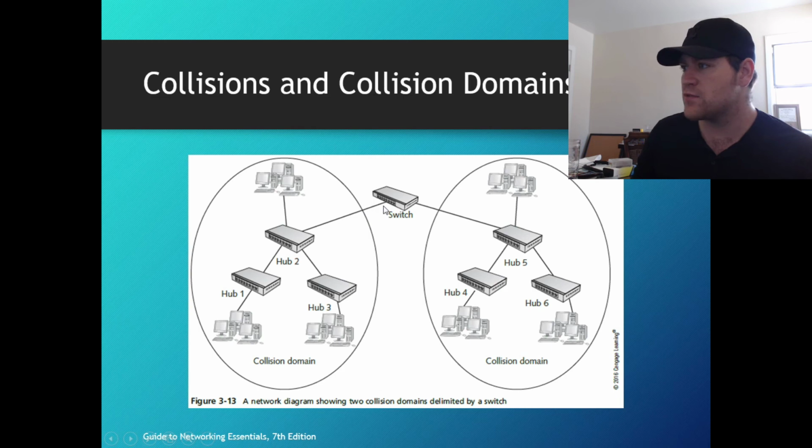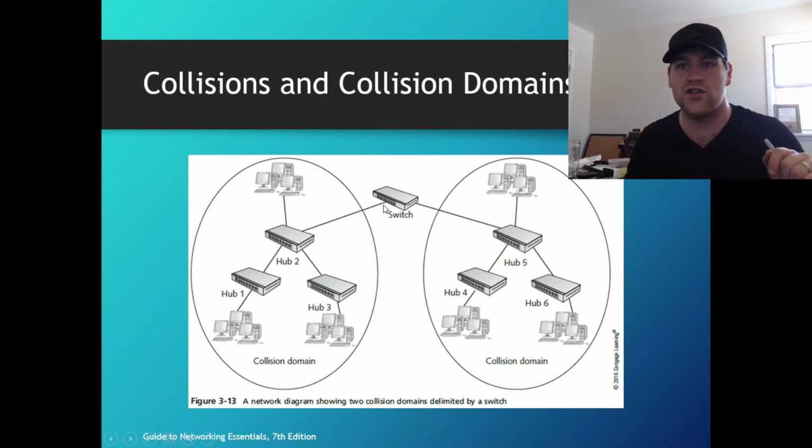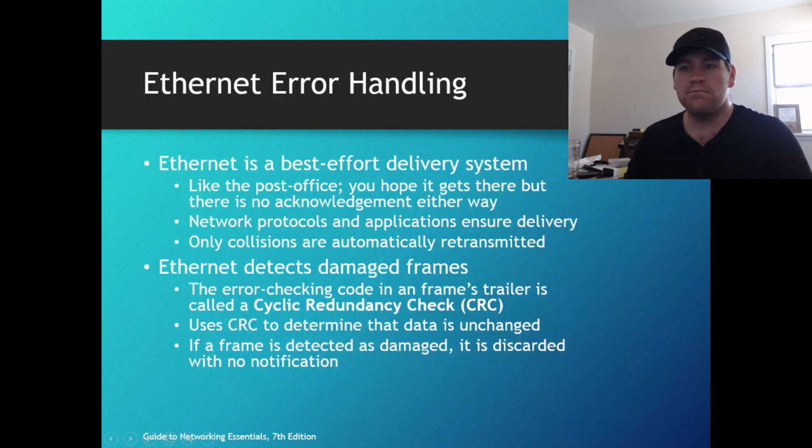And then over here you have your switch. Once you get to that switch, the switch will not forward the collision, but each hub will. So if a collision occurs on this network, or on this hub here, even just between two devices plugged into this hub, it will be seen by every device within the collision domain. Same thing over here, but the switch will not forward it.